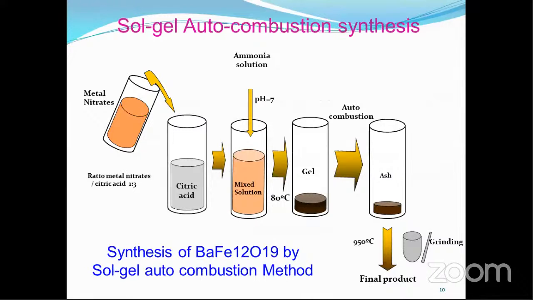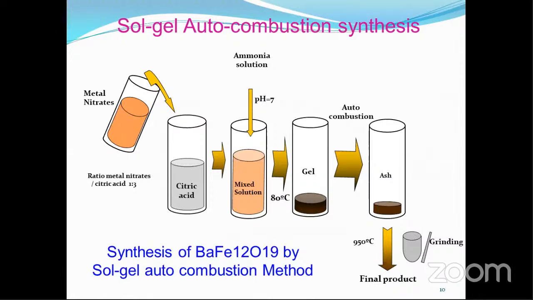Now, synthesis of barium hexaferrite by the sol-gel autocombustion method. AR grade barium nitrate, iron nitrate, and citric acid as a fuel were used as the initial starting materials for the sol-gel synthesis process. All these metal nitrates were separately dissolved in a minimum amount of deionized water and stirred on a magnetic stirrer for 20 minutes. For the sol, they were mixed in a beaker and stirred on a magnetic stirrer until the metal nitrates were completely dissolved and formed a clear mixed solution.